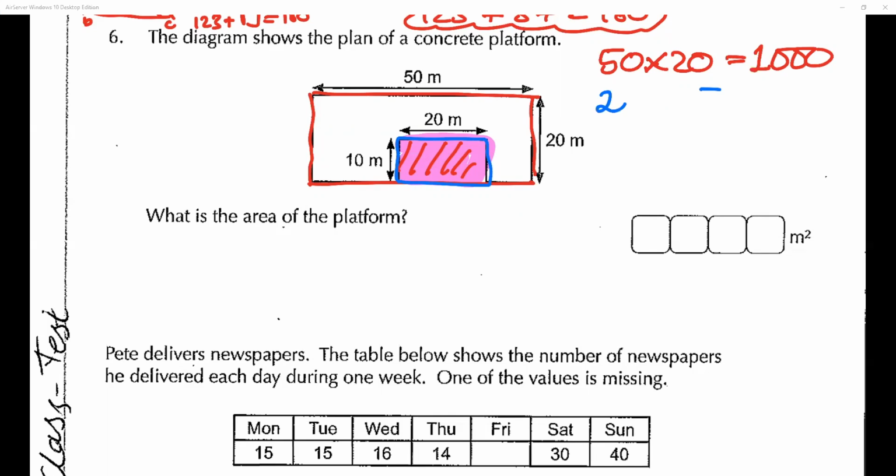20 times? 20 times 10. Which is equal to? 200. So what's 1000 take away 200? 800. It's 800. Okay. What's the name of the shape, this topic?